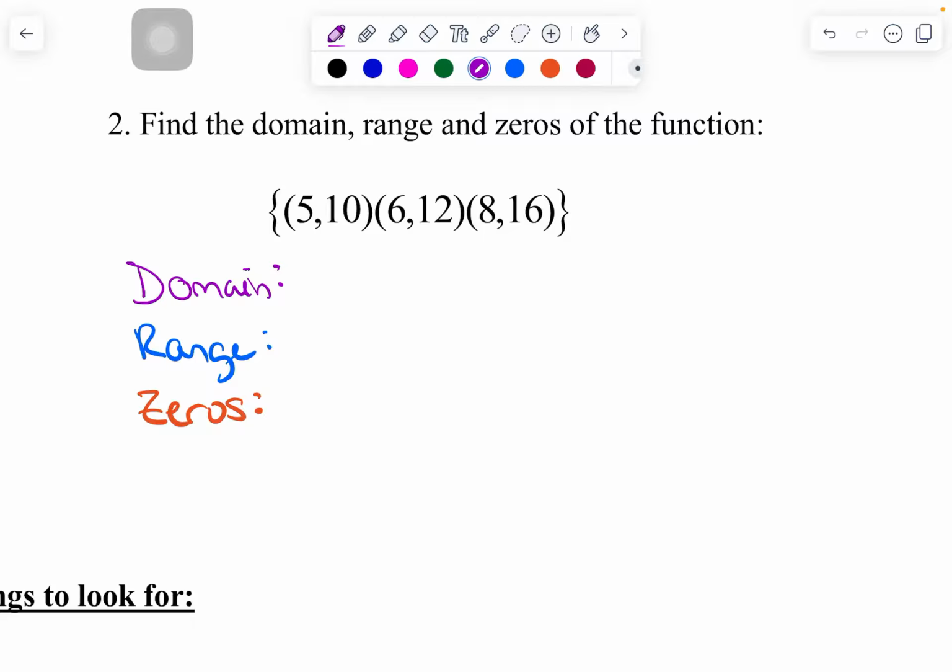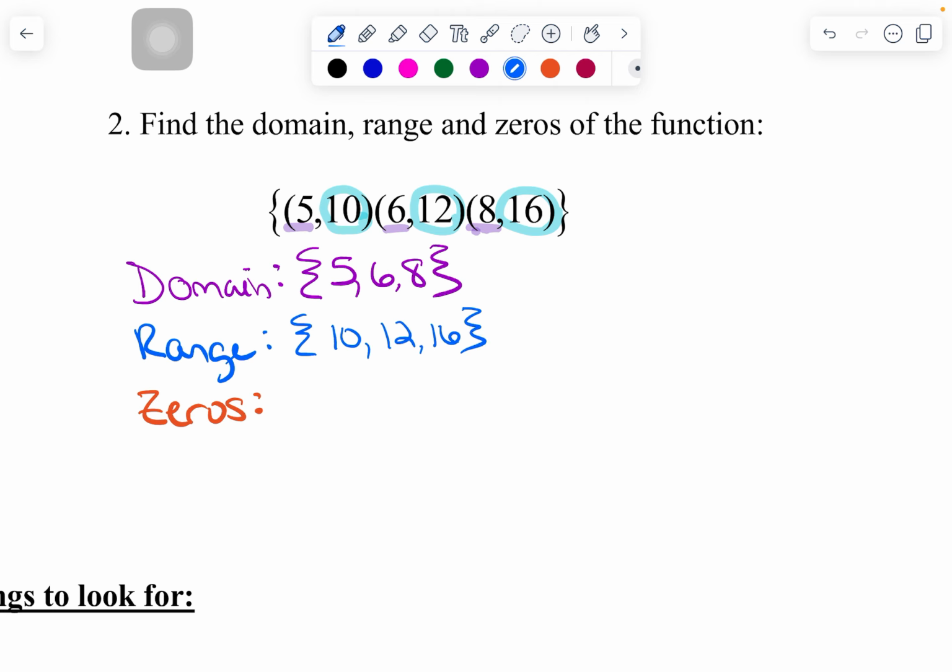All right, so let's talk domain here. Domain, again, are your x values. So I have a 5, a 6, and an 8. They already are in numeric order, so I'm just going to write them down: 5, 6, 8. Again, the braces for set notation. And then if I look at range, we're talking about y values. So I've got a 10, a 12, and a 16. Again, in numeric order, so that's great. So 10, 12, 16. And zeros.